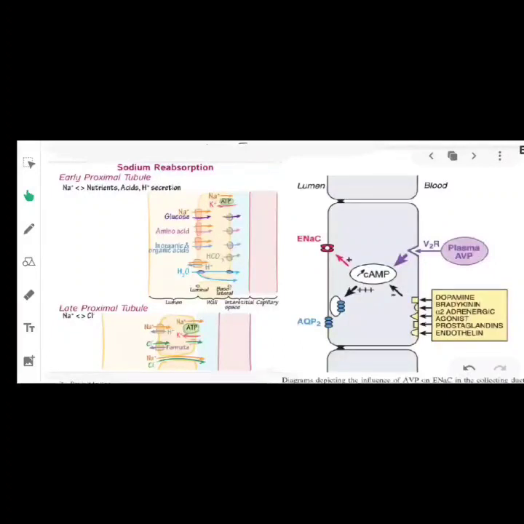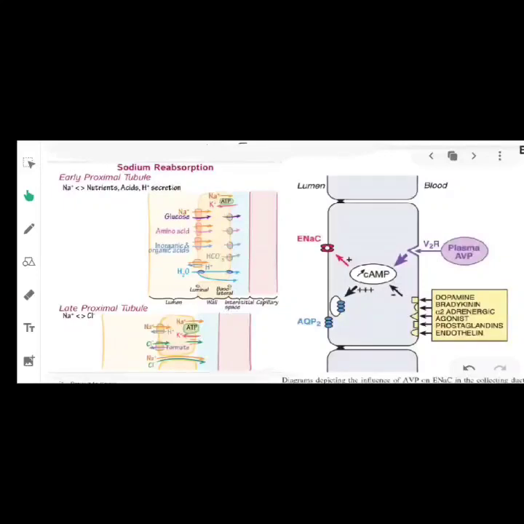The distal convoluted tubule and the collecting duct are not permeable to water, but in the presence of ADH, they become permeable to water. Okay, now the mechanism of action of ADH. Now we are going to study the mechanism of action of ADH.